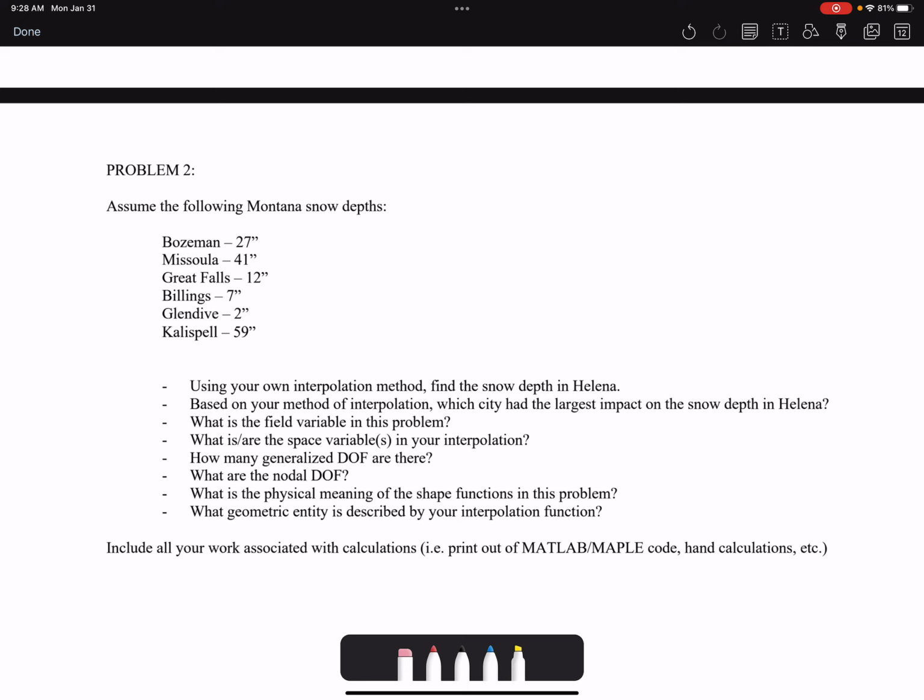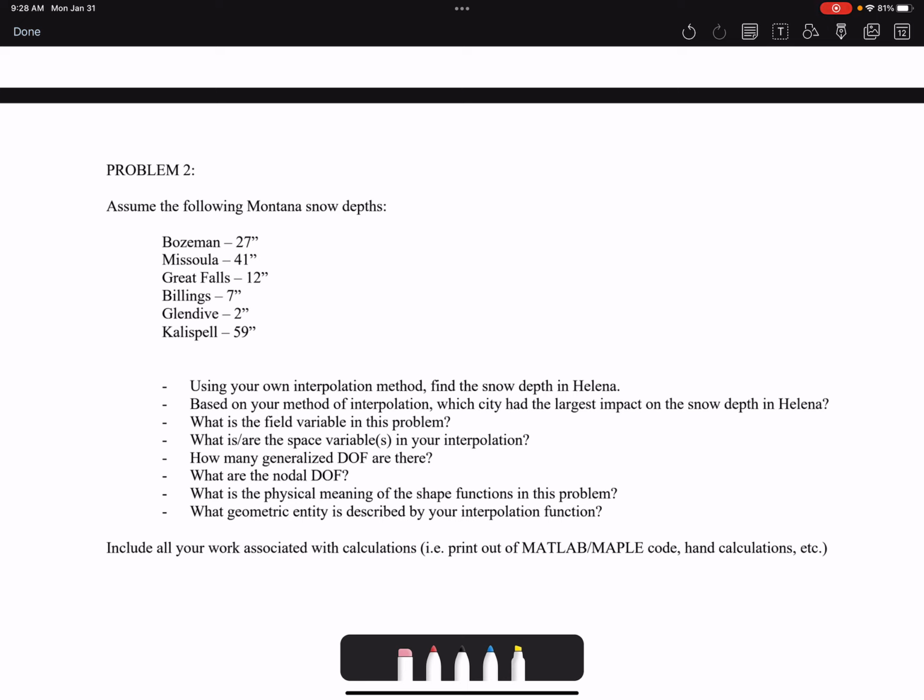We use the Montana ground snow load finder. That's one way. But that is only giving you the design ground snow load, right? That has nothing to do with actual snow depths. It needs to look very similar to the example we did and the notes that we've done with respect to figuring out an interpolation function, which has generalized degrees of freedom. And then from that, you can figure out a shape function, interpolation function, with respect to known nodal values. You're going to come up with your interpolation method so you can find the snow depth in Helena, based on that method you selected.